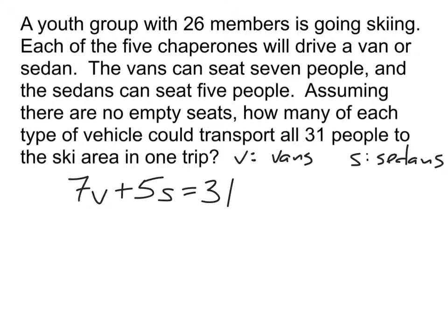I need one more equation, though. What is that other equation going to be? Well, because there's going to be 5 chaperones, and each chaperone is driving a van or a sedan, that means that the number of vans plus the number of sedans is going to equal 5. All right, I have a system of equations. Now that we have our system, you solve it the same way that we've been solving all these systems. So go ahead and solve it from here, please.